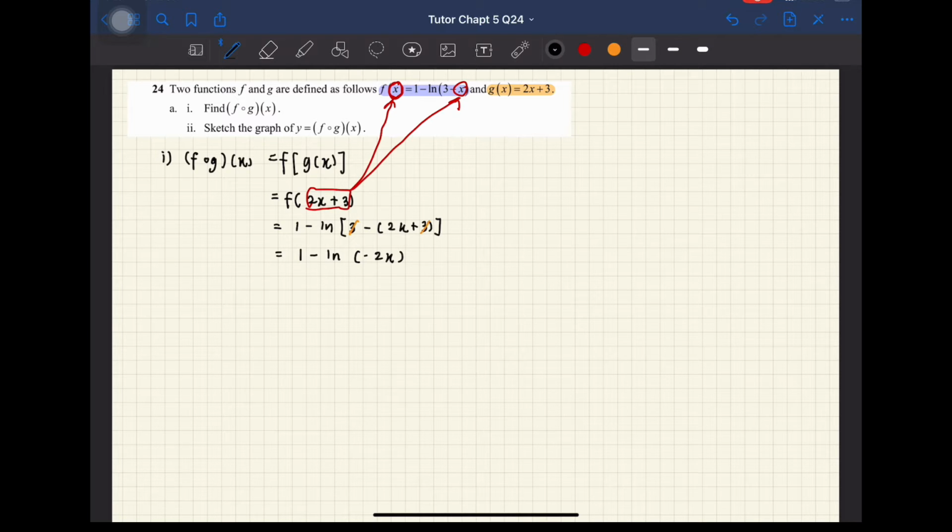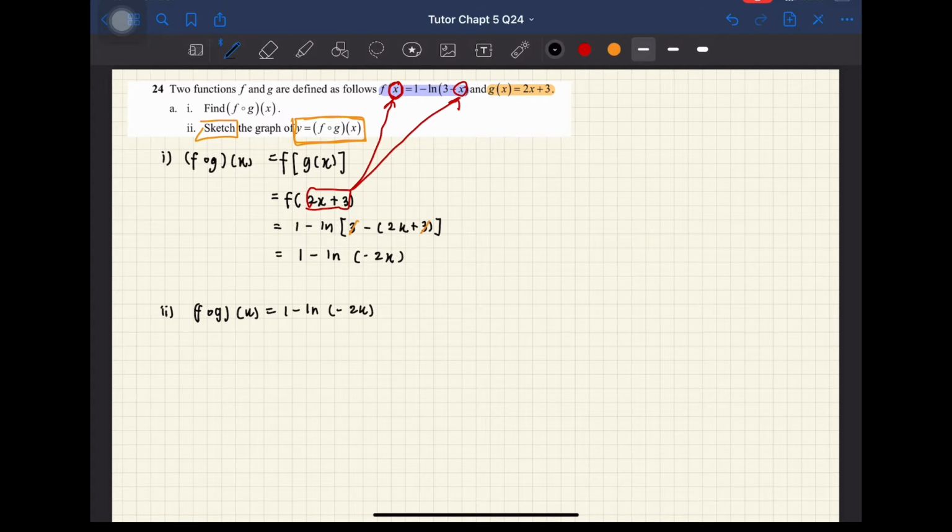Okay, so second part pula. Second part soalan minta kita sketch the graph. Okay, so you need to sketch the graph of the composite function that we have found earlier in the previous part. Okay, so ni adalah graf yang melibatkan ln. Okay, so awak tulis semula awak punya function. So you have f of gx is equal to 1 minus ln negative 2x.